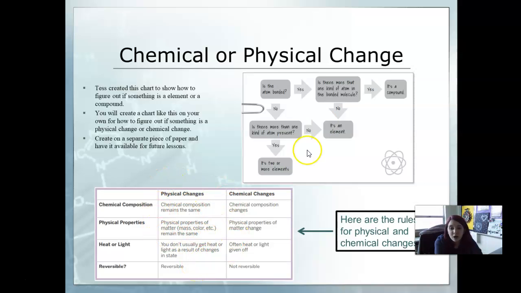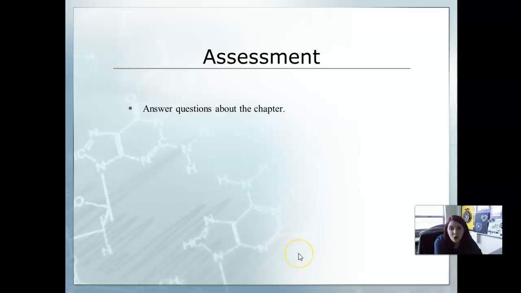So you're going to create a chart similar to Tess's rules using this format. Your assessment for today is to answer the questions about the chapter.